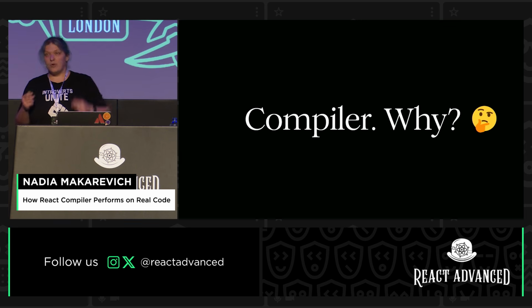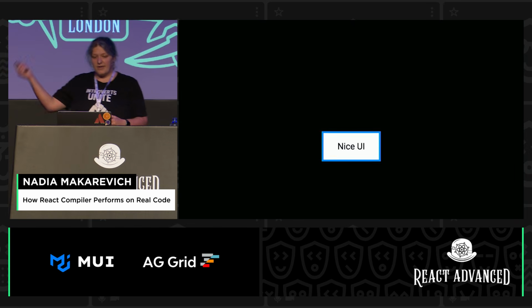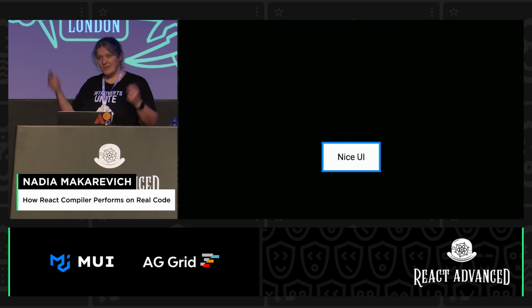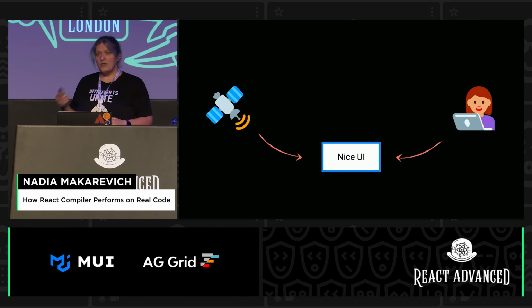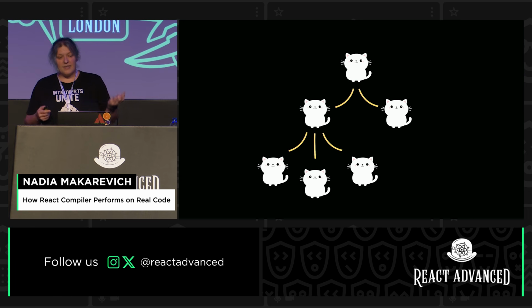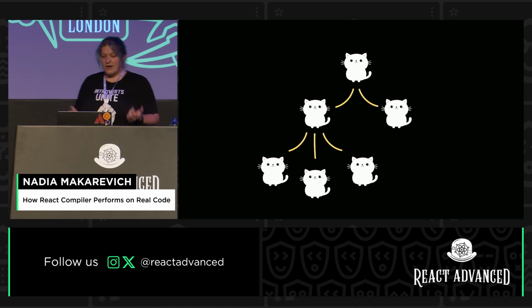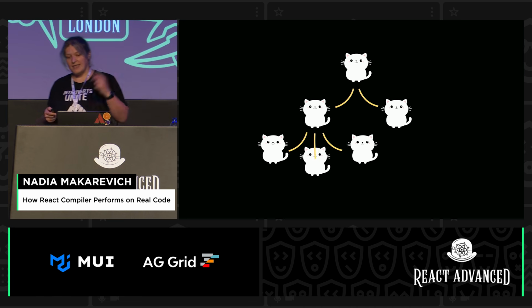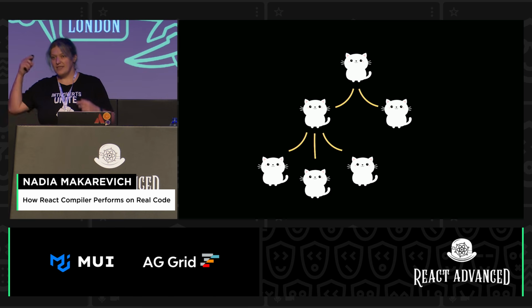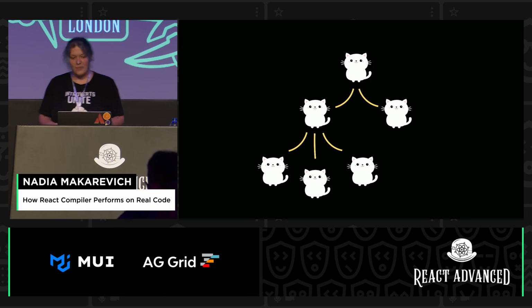Let's start with the problem. So what exactly are we trying to solve here? Here is our beautiful user interface. It's really nice. When some new information comes in there, we want to update it. To do this in React, we trigger what is known as a re-render. Re-renders in React are cascading, as you probably know. Every time a re-render of a component is triggered, it triggers a re-render of every component inside, and then every component inside this component until the end of the tree is reached.